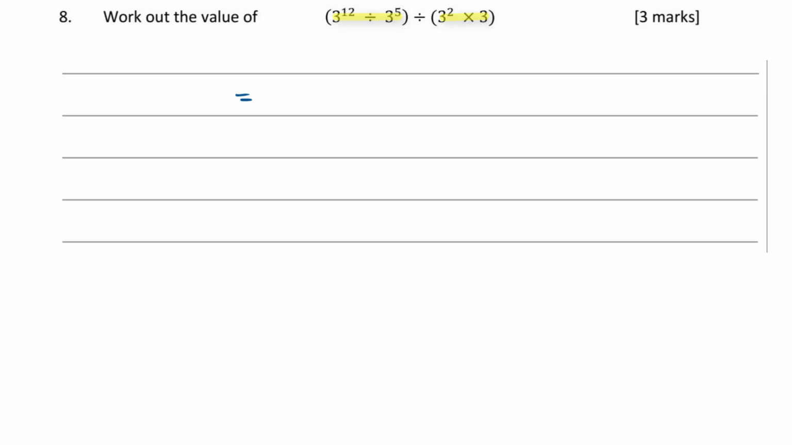So I've got two numbers with the same base that I'm dividing, so I subtract the indices. So 12 subtract 5 is going to be 7. So that's 3 to the power 7 divided by the second bracket, 3 squared times 3. Two numbers with the same base that I'm multiplying, so I'm going to add the indices. 3 to the 2 times 3 to the 1 is going to be 3 to the 2 plus 1. It's 3 to the 3.